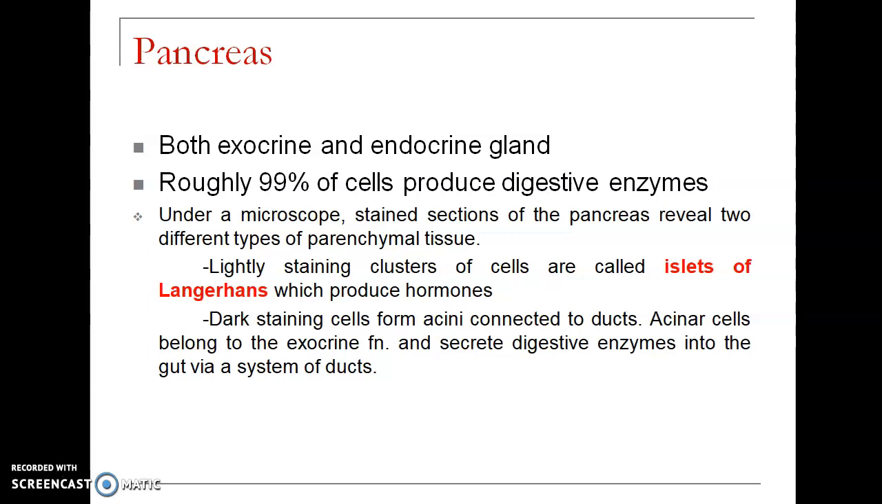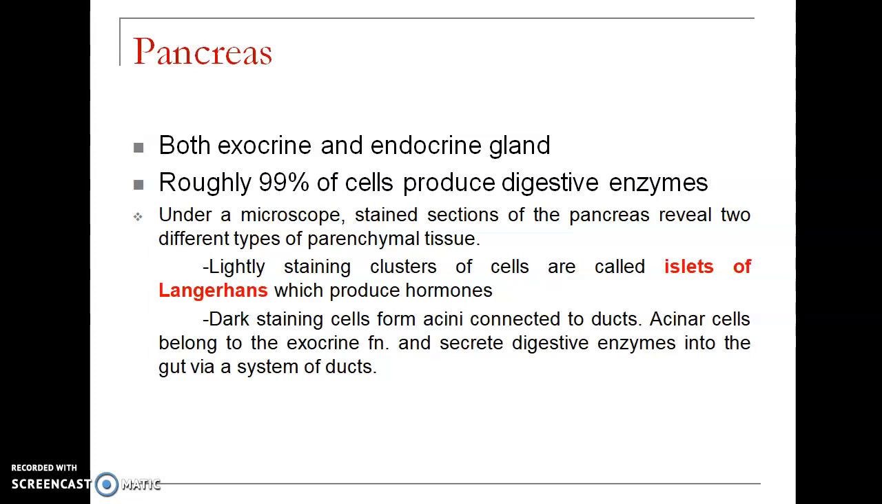And when I look at the pancreas, I could say that about 99% of its cells produce digestive enzymes. When I see a stained section through the microscope, it shows a darkly stained region and a lightly stained region. That means they have two different types of parenchymal cells. The lightly stained ones are the ones we are concerned with here, the islets of Langerhans.